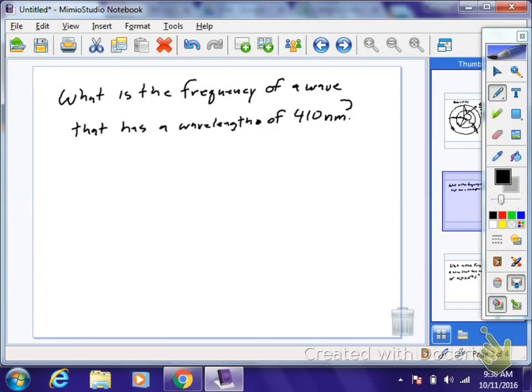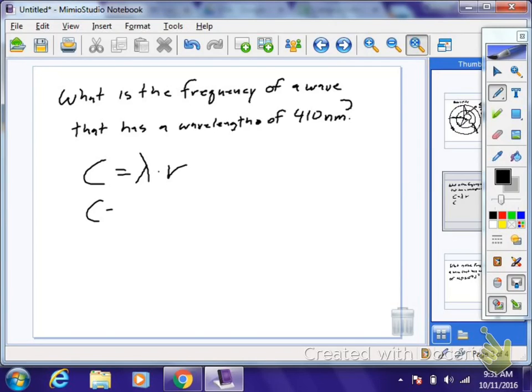Guys, we're going to take about 5 minutes to finish this up, and then you guys have time to ask questions and work through problems. Yesterday, I gave you an equation. You're going to have to use a possibility of 3 different equations. First one we're going to look at is the equation that C equals lambda times nu.